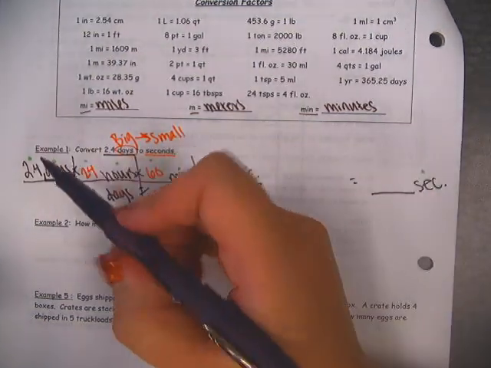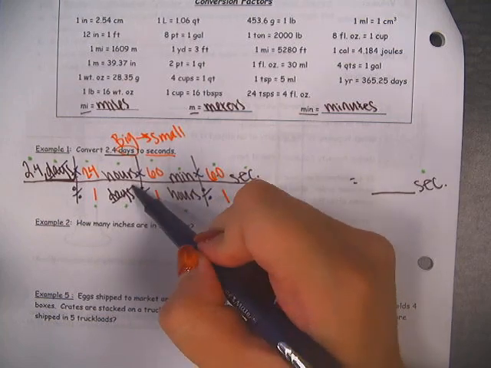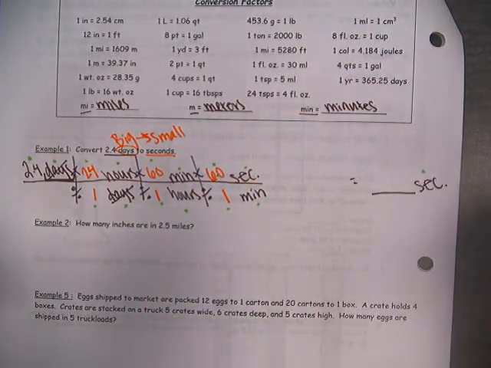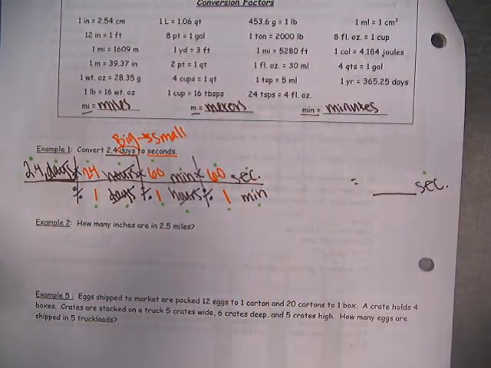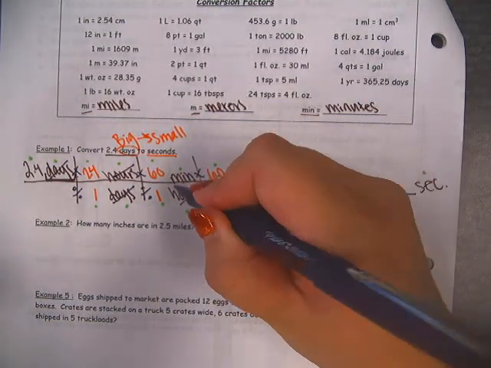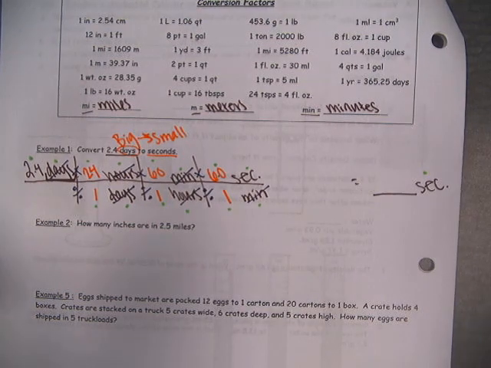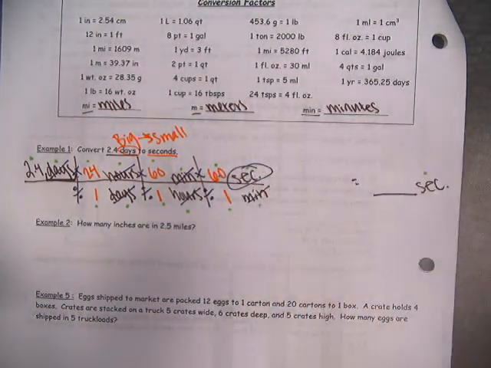With the units, I have days up top and days on bottom. Since I have the same thing on top and on bottom, they're going to cancel out. Hours on top and hours on bottom is also going to cancel out. And then minutes on top and minutes on bottom is going to cancel out, leaving us with just the last unit of seconds.